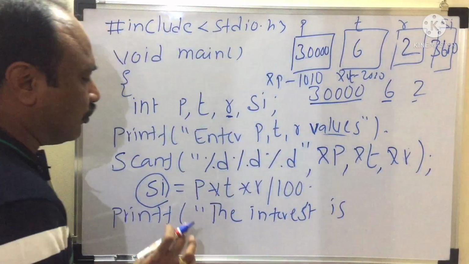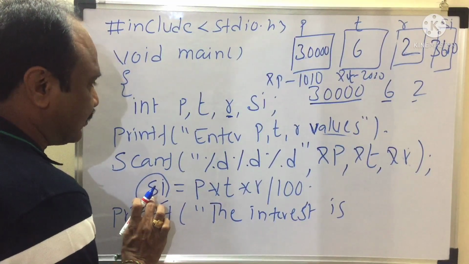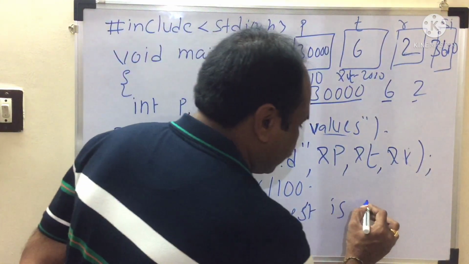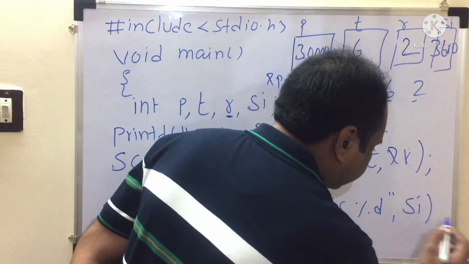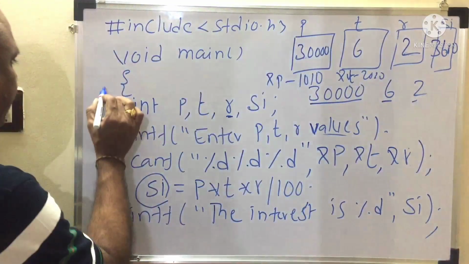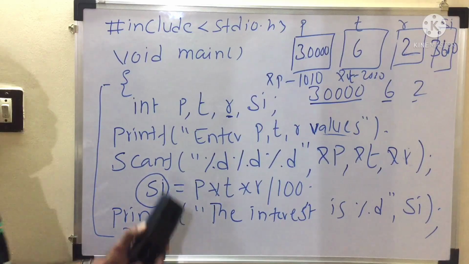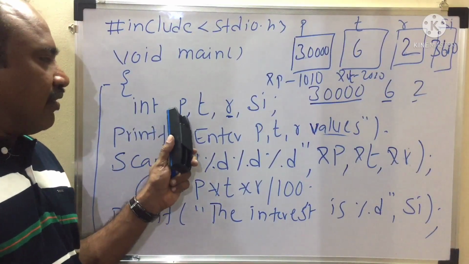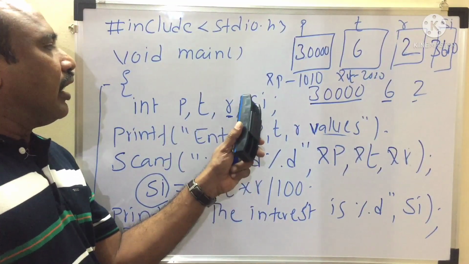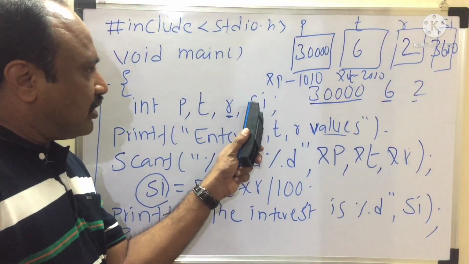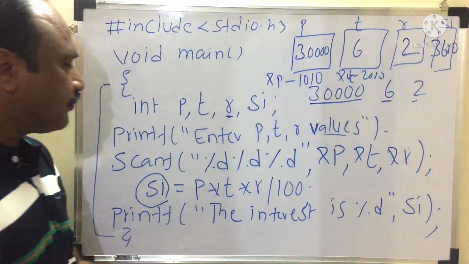Now I have to print the value. What value do you have to print? SI. SI is what type of value? Integer value. Use %d, comma SI. My program is ending. Close. To calculate simple interest, I require the P value, T value, and R value. I have taken the P, T, and R values. I have to store the result under the name SI. So I am using 4 variables. They are created like this in computer memory.